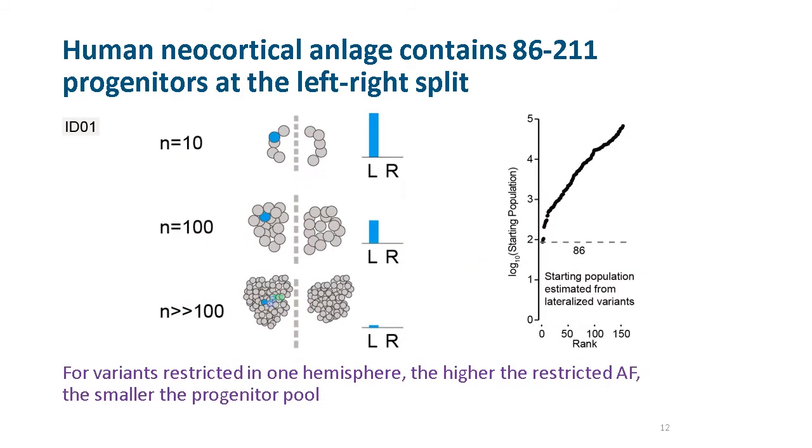For variants that are restricted to only one hemisphere, the larger the allele fraction is, the smaller the initial progenitor pool is during the left-right split. By estimating with those two strategies, we conclude that the human neocortex contains around 90 to 200 progenitors when the left-right hemisphere first split.